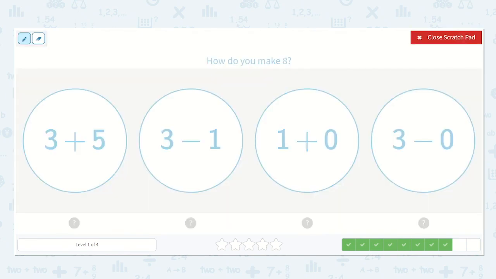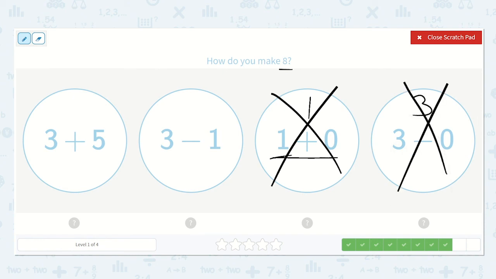Now they ask, how do you make 8? Well, let's find some we can rule out first. 1 plus 0. If I add 0 to a number, it will just be that same number. So the answer here is 1, and that is not what we're looking for. We are looking for 8. Here we have 3 minus 0. If we have 3 and we take nothing away from it, we will still have 3. So it is not this one either. Now if we have 3 and we take some away from it, it is going to be less than 3. But 3 is already too small because we're looking for 8, so this is not the option.